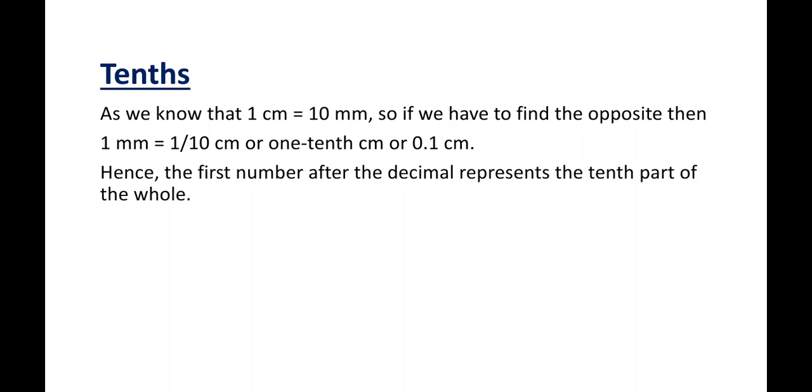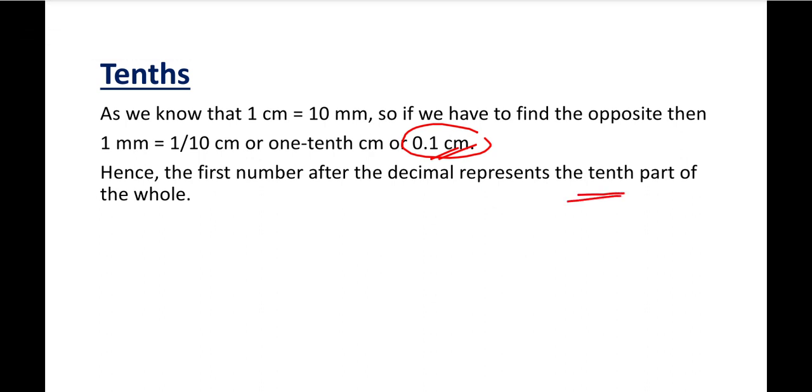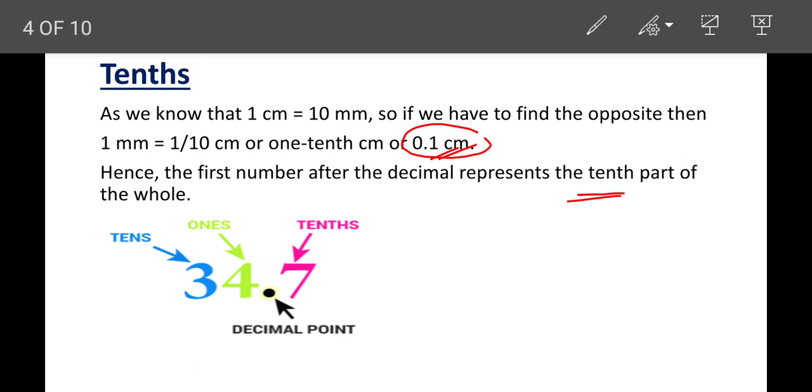Next, the first digit after the decimal represents the 10th part of the whole part. As we are writing this one as 0.1, here we are leaving one digit from the right side, and that digit after the decimal point is known as 10th. 10th part of the whole part.